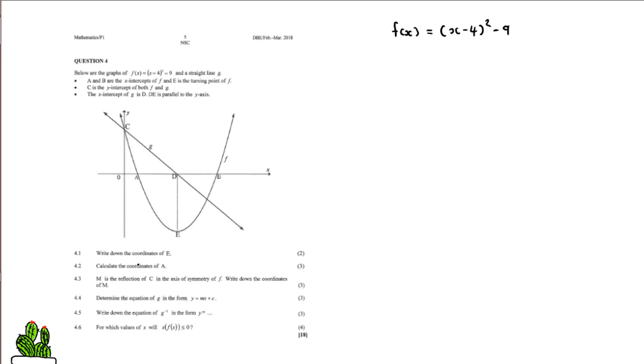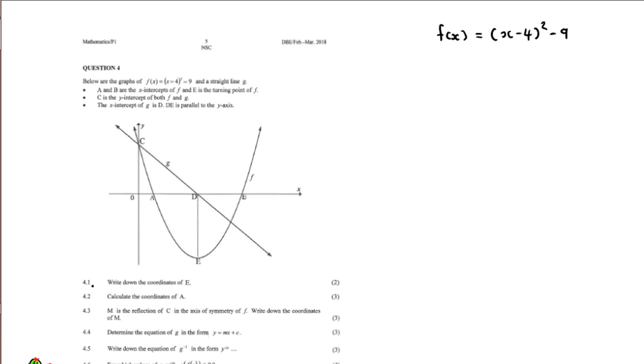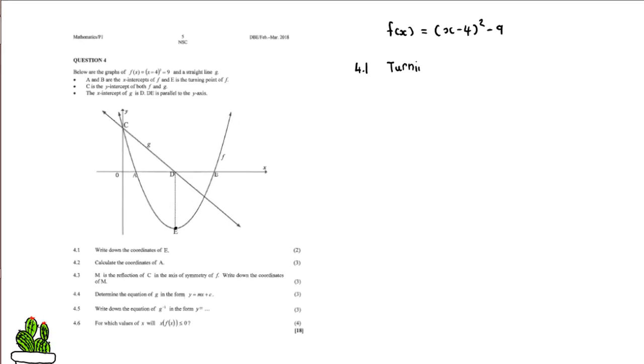Let's see what the first question asks us to do. The first question says, write down the coordinates of E. Right, so the point E is right over here. And if you look at that, that's the turning point of your parabola. The reason why they say write down is because they gave you the vertex form of your quadratic function. You can simply just read off the coordinates of your turning point directly. So the turning point E is simply the point (4, -9).